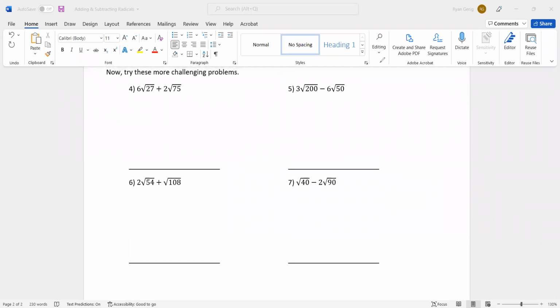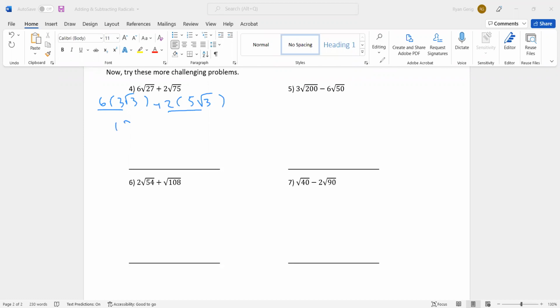The reason they're a little bit tougher, I think, is because of the numbers on the outside. I can't put those 6 and 2 together and make 8, but what I have to remember to do is multiply whatever comes out of 27 and whatever comes out of 75 by that number. So 27 is 3 radical 3. And now I got to remember to multiply 6 and 3. Square root of 75 is 5 radical 3. And now I got to remember to multiply 2 and 5.